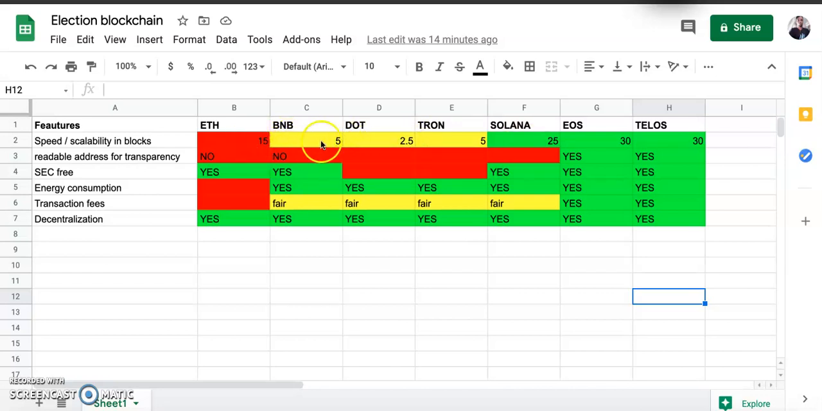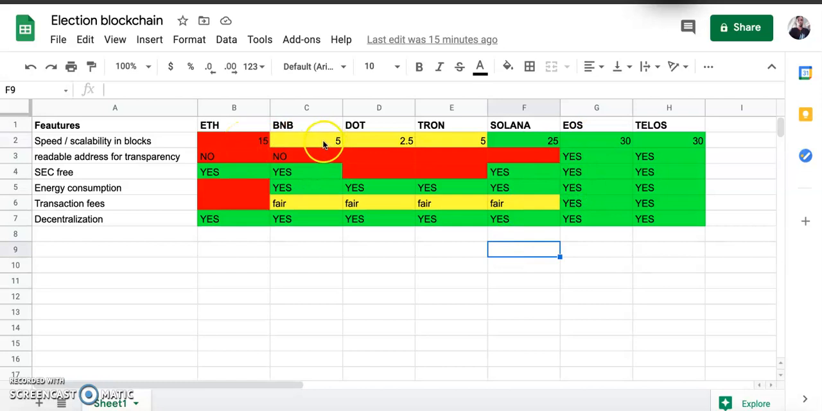So I use Ethereum as the benchmark. It has a block time of 15 seconds, right? BNB has a block time of 3 seconds, DOT has a block time of 6 seconds, Tron has a block time of 3 seconds, Solana has a block time of 0.6 seconds, EOS has a block time of 0.5 seconds. So I divided all of them by the highest, which is 0.5.